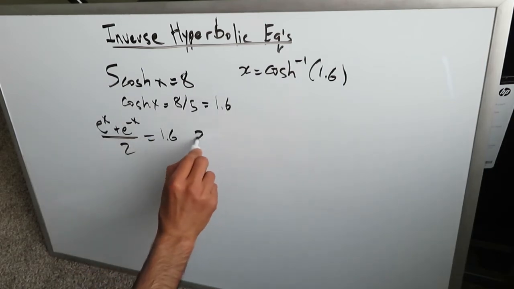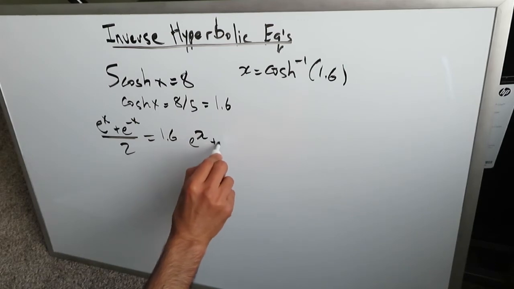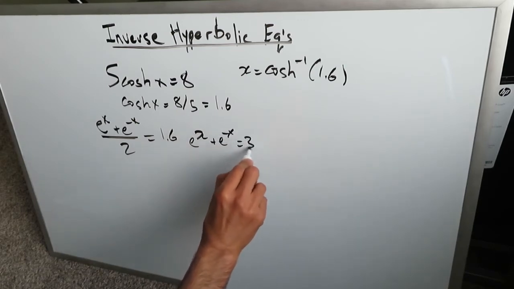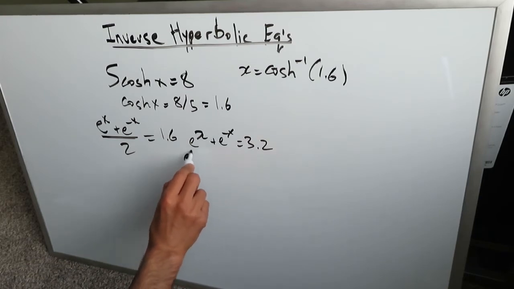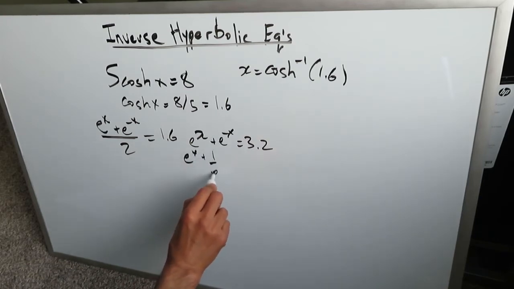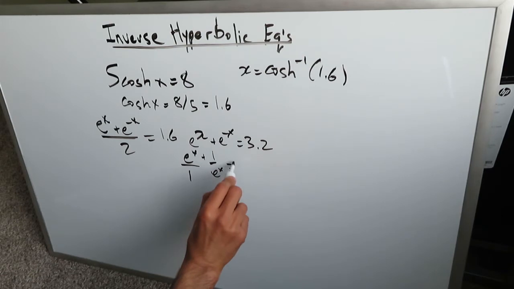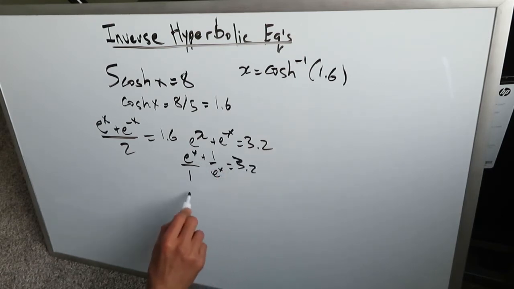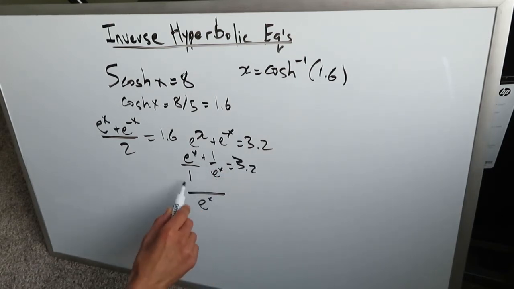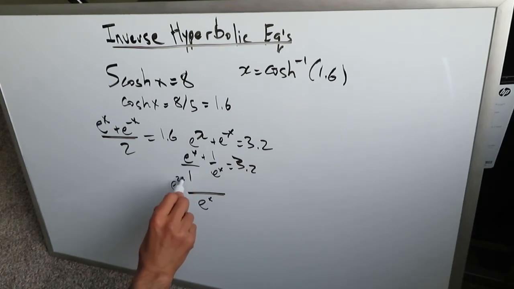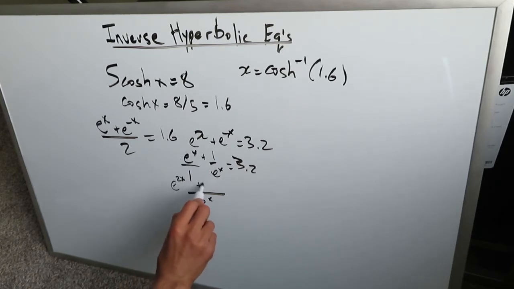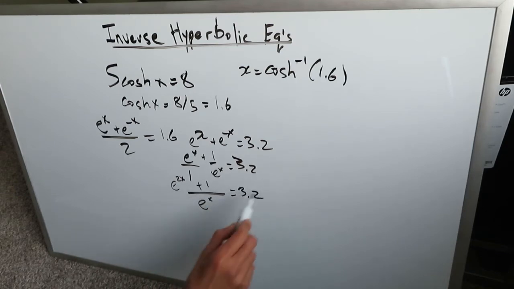Take 2 on the other side. e to the x plus e to the minus x is equal to 3.2. You have a denominator over here. You can see e to the x plus 1 over e to the x is equal to 3.2. Common denominator e to the x, right? 1 goes in e to the x times. It multiplies with this numerator. You get e to the 2x. Remember, laws of exponents. Plus 1 is equal to 3.2.